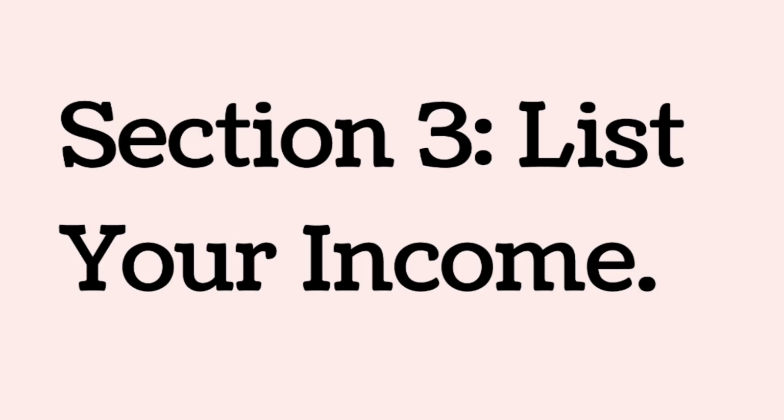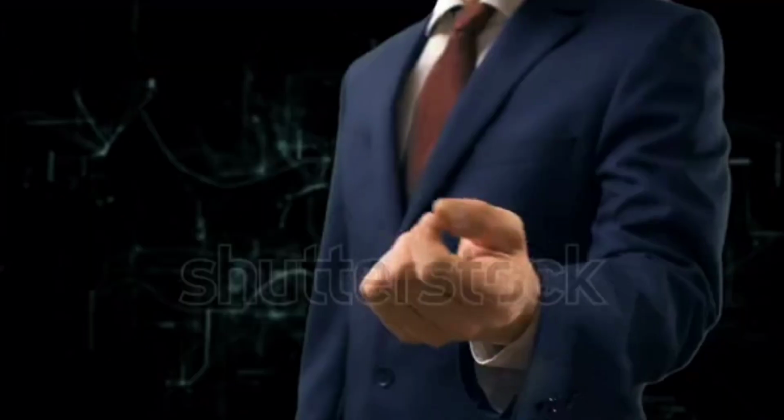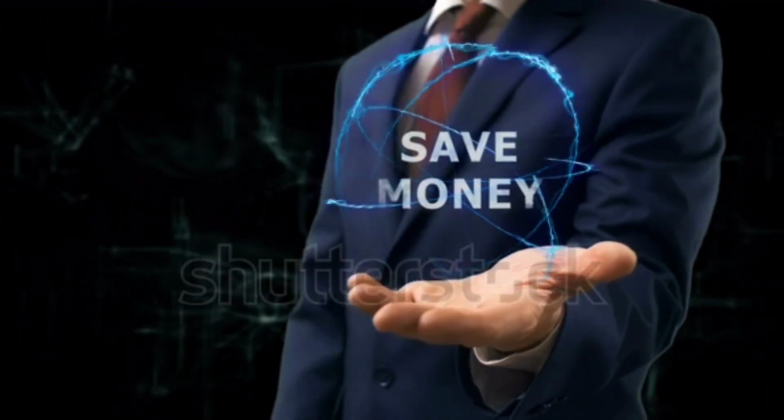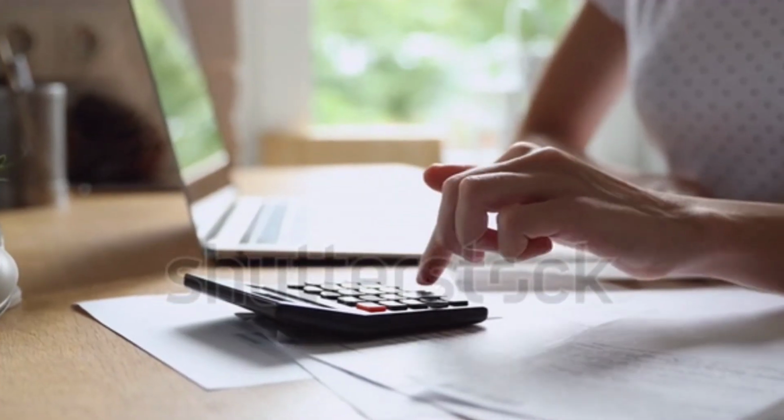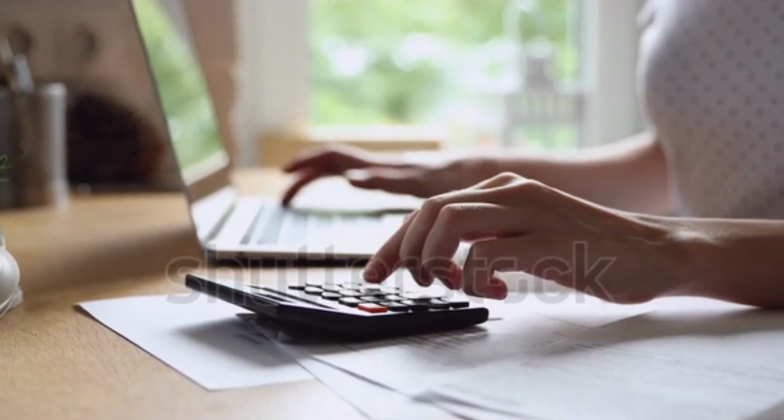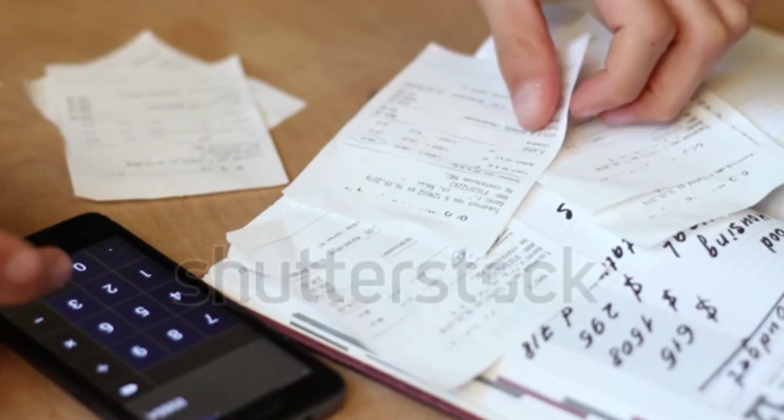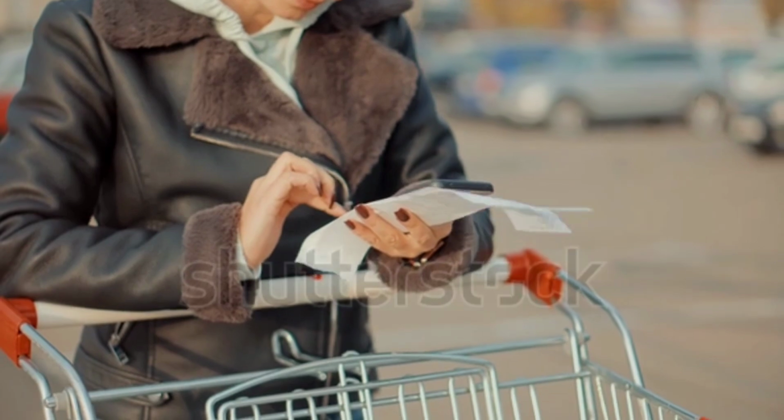Section 3, list your income. Next, list all your sources of income. This could be your salary, freelance work, side gigs, or any other money you receive regularly. Make sure to list the net amount, which is what you take home after taxes and deductions.